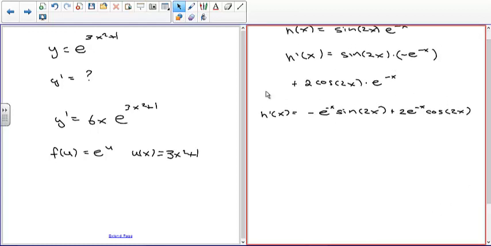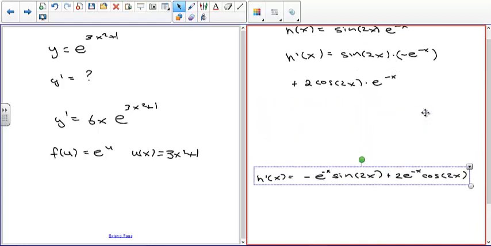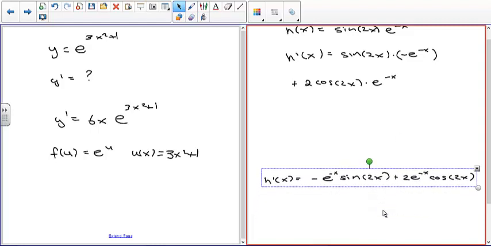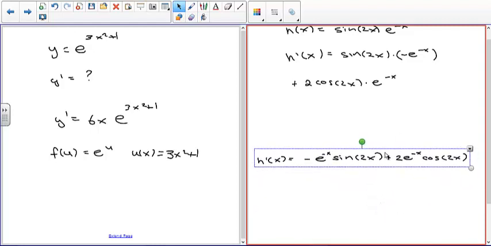I want to move this down so I can point to it on the board here. That's probably too low. Not quite that low. There we go.